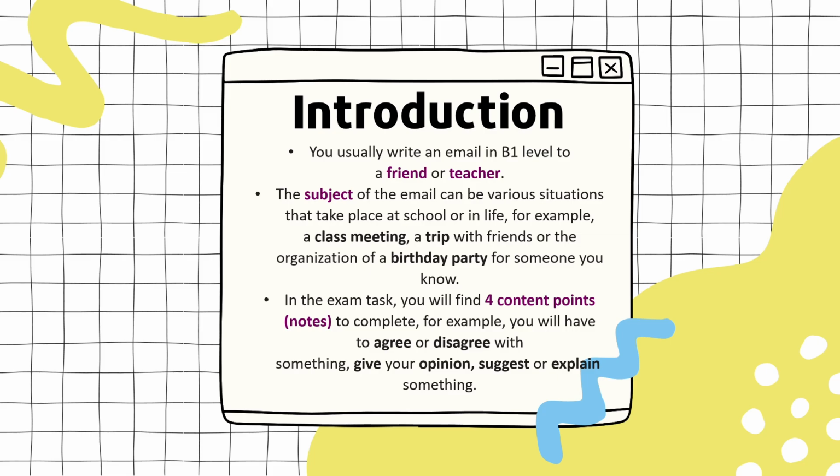For example, you will have to agree or disagree with something, give your opinion, suggest and explain something, meaning that in this assessment, in the last assessment that you will be doing, you have to complete 4 content points, the ones that are really highlighted, which is agree, disagree, give your opinion, suggest or explain something. So if you are able to fulfill those, then you are golden. Okay.